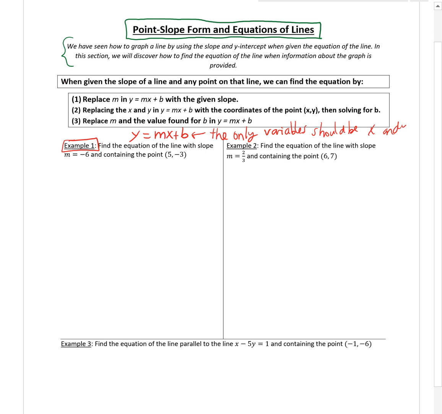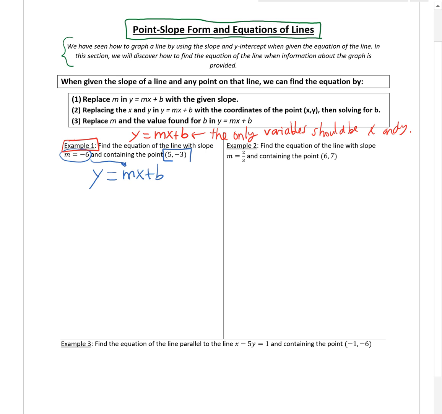Okay, so if we can replace m and b, that's all that matters. All right, but the tricky thing is, if I want to use this equation, y = mx + b, in this example, I was given the slope, so I'm free to just replace that right now. -6 can go in there. But you notice the point.